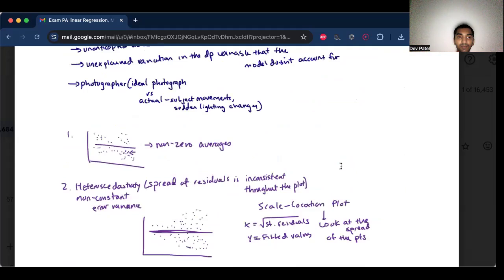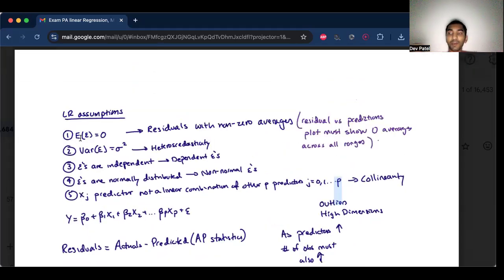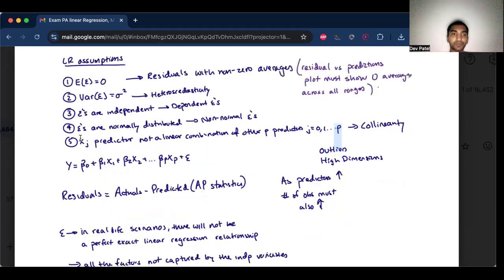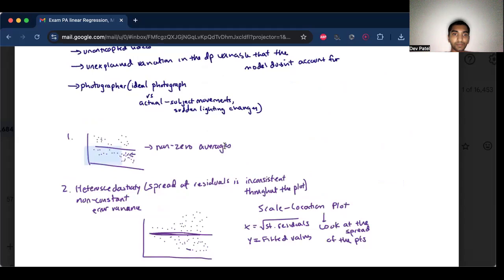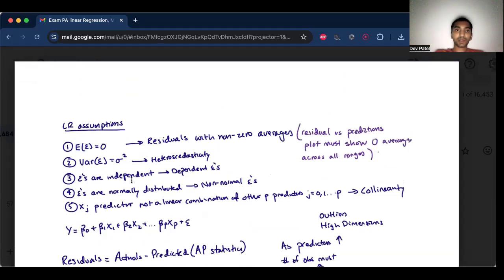Okay, so now let's go into the different violations and how we can see that each of these assumptions is being violated. The first one is the expectation of the errors being 0. This means that the predicted value is equivalent to the actual value. So how can we see that a violation of this assumption has occurred?